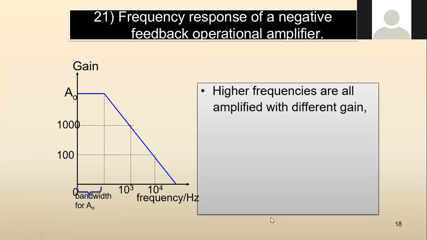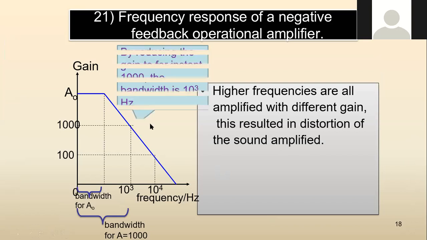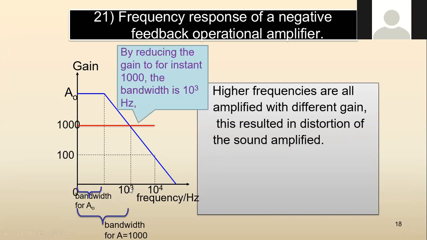High frequencies are all amplified with different gain. You can see that. At higher frequencies, more than 100, they have different gain. So it means that my voice, my speech, is going to be different from what you hear. Distortion. Okay, so if I increase the bandwidth to 1000, I just draw a line there, and in this case, my bandwidth is going to be 1000, which is an improvement.